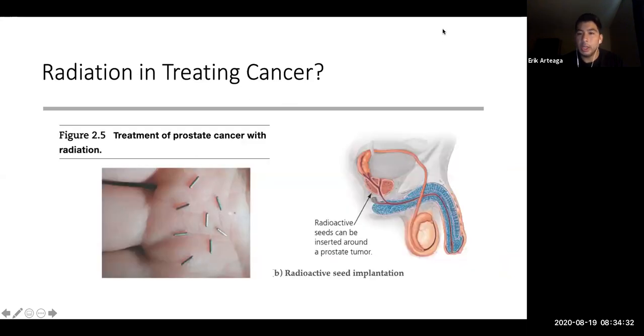All right, so radiation in treating cancer. So you can have radioactive elements that can be used to treat different illnesses, okay? So radioactive seeds can be inserted into a prostate tumor in order to treat prostate cancers, and you see relatively successful rates of cancer treatments with this, all right? So why does this work? Why does adding radiation therapy actually help?